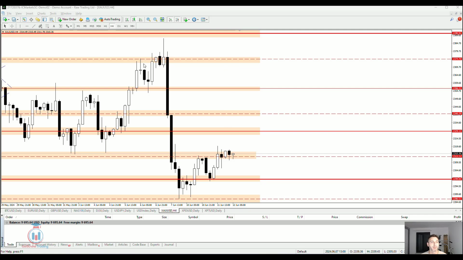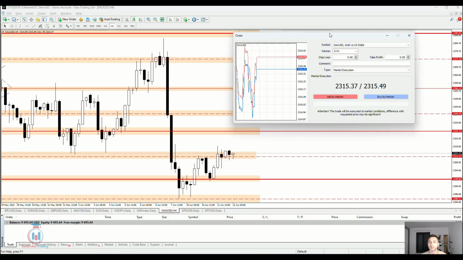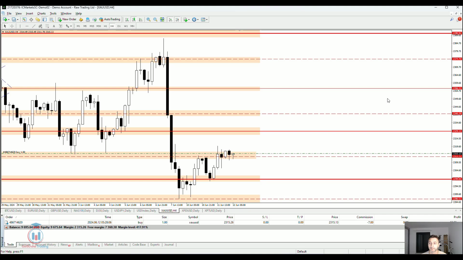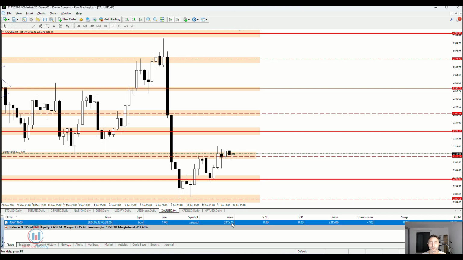Now in this example, I will open one order, which will be, for example, a buy order because the price is currently going up. So in this case, I will open buy by the market, and I will open, for example, one standard lot. I will click open buy, and I have currently opened the trade. The trade has been opened at 2315.26 level without the stop loss, without the take profit.